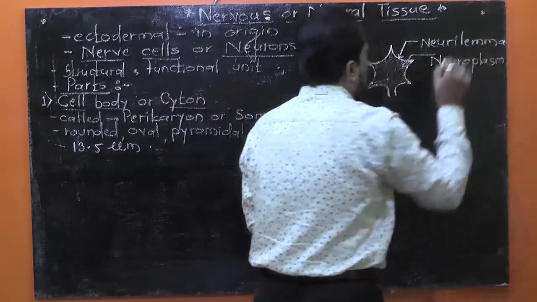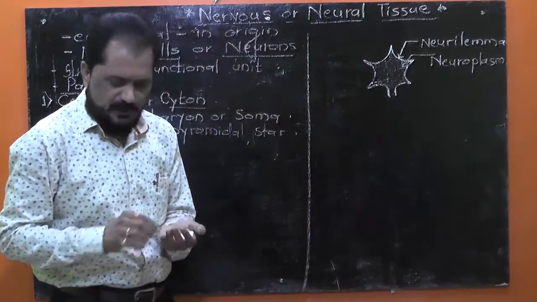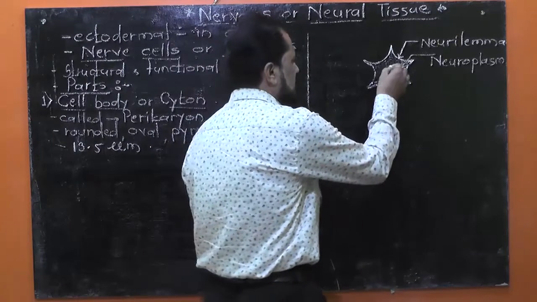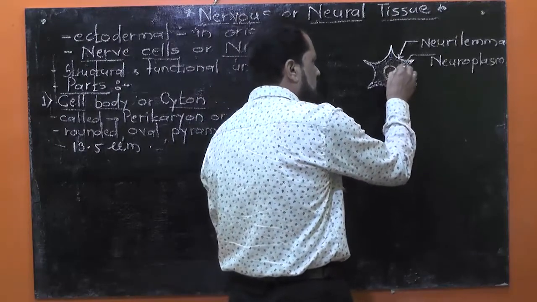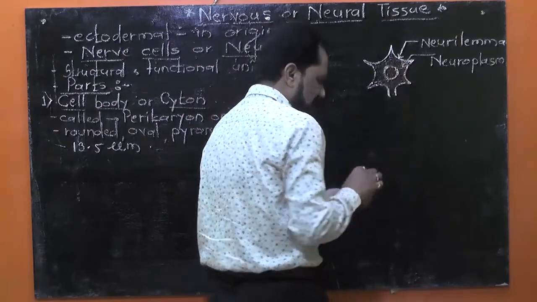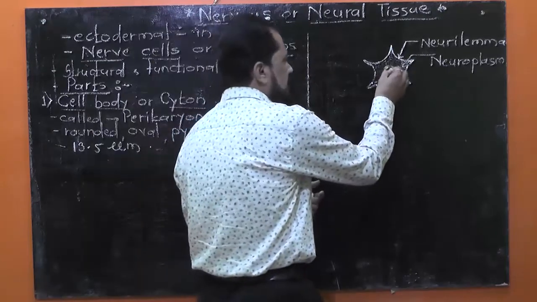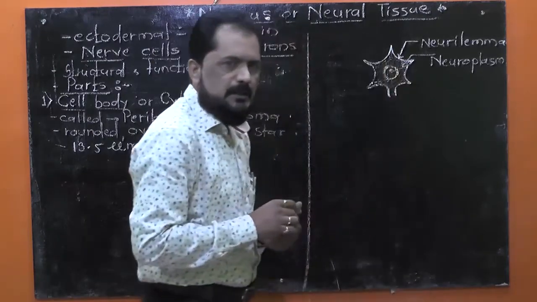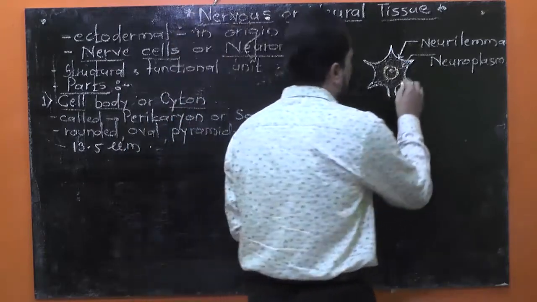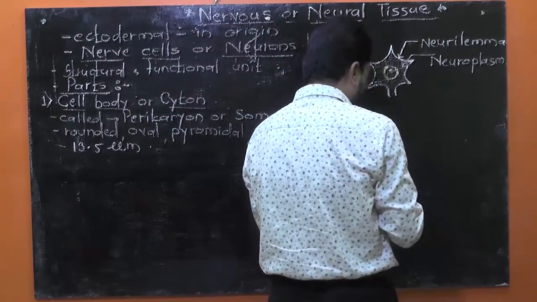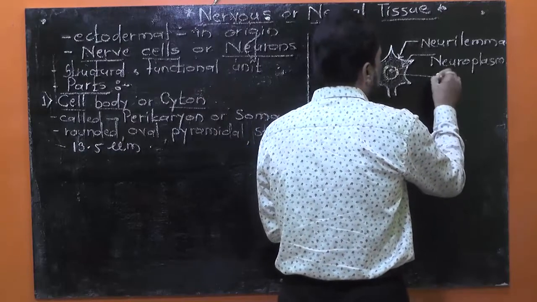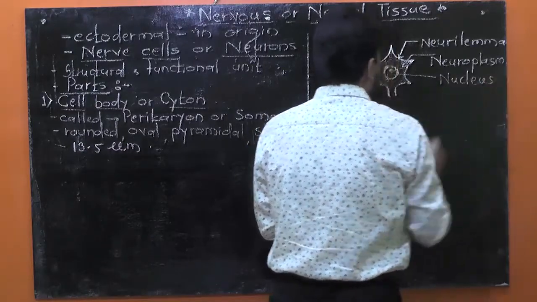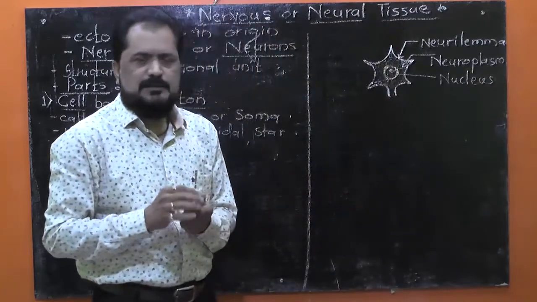This neuroplasm encloses a single, large, very distinct nucleus, and this nucleus encloses a single, distinct nucleolus along with chromosomes. The nucleus is surrounded by neuroplasm, and this neuroplasm consists of certain threads.